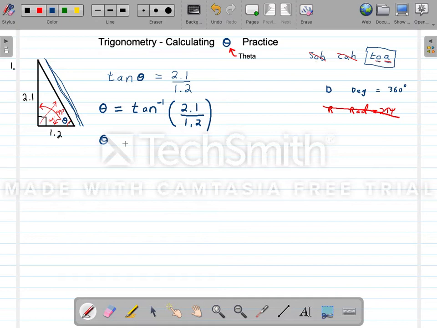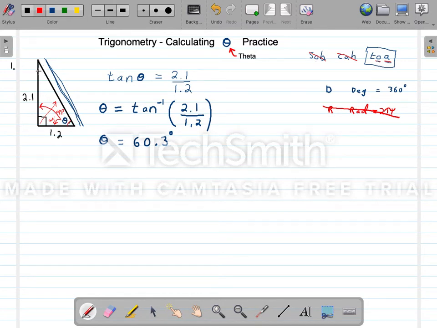Oh, here I have it right in front of me. You're going to get theta equals 60.255, so we're just going to round that to 60.3 degrees, okay? This is the angle right here in this triangle. 60.3.